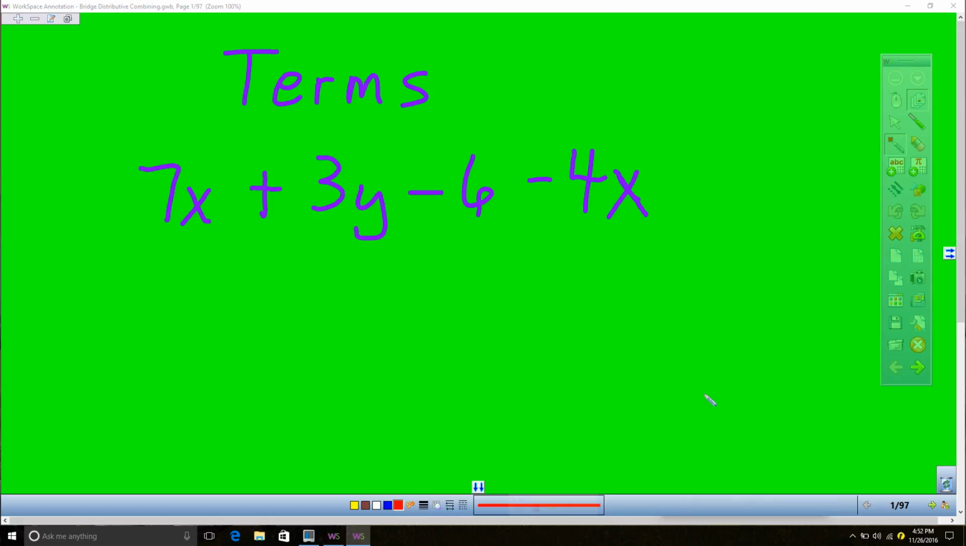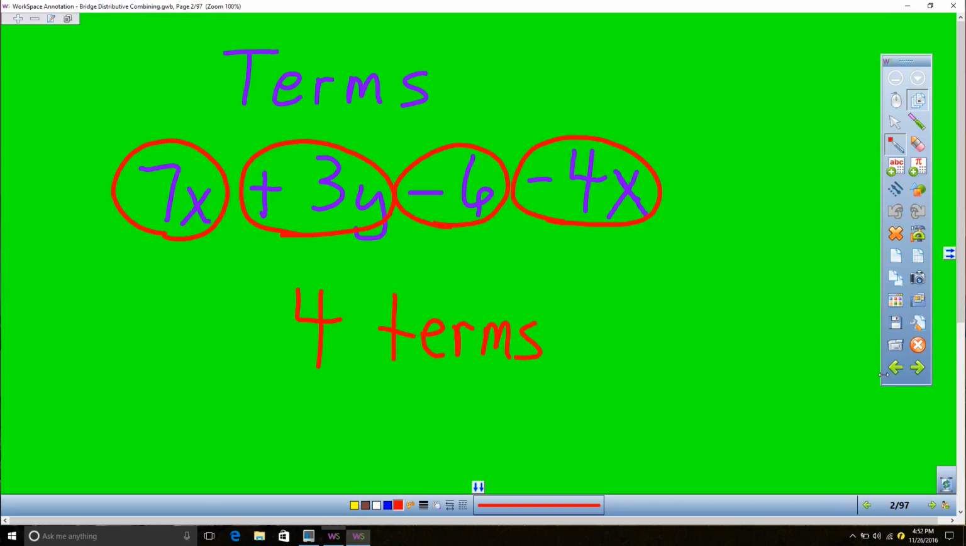In this video, I want you to learn how to combine like terms and then to use the distributive property. So first of all, you need to know what terms are. Terms are separated by plus and minus signs. Notice here that the 7 is multiplied by the x, but 7 times x is considered all one term. So terms are just separated by plus and minus signs.